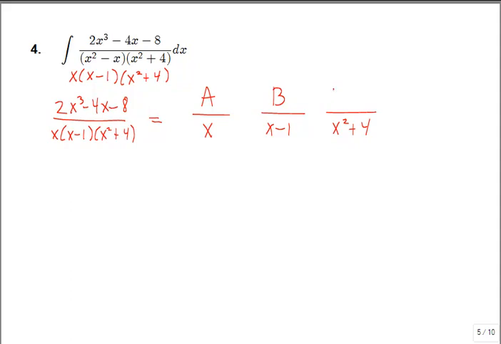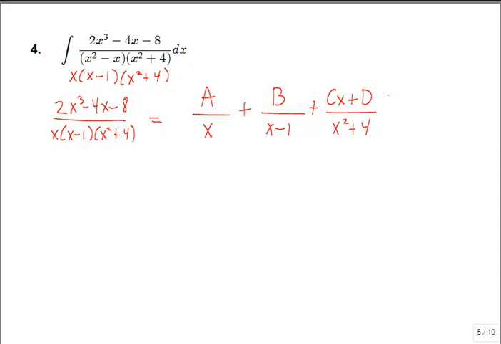Well, the linear expression would have an x term, but it could also potentially have a constant term as well. So we write that as cx plus d. And all 3 of these fractions added together should give me back this one. And now it's my job to find the a, the b, the c, and the d.